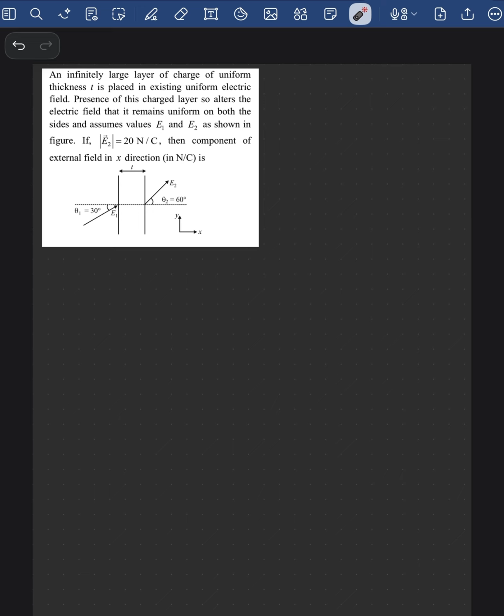An important thing to understand is that this is not like an infinite sheet. This is like an infinite plate, we'll say. So you have an infinitely large layer which has length infinity, breadth infinity, but thickness T. This is like the side view of the diagram.